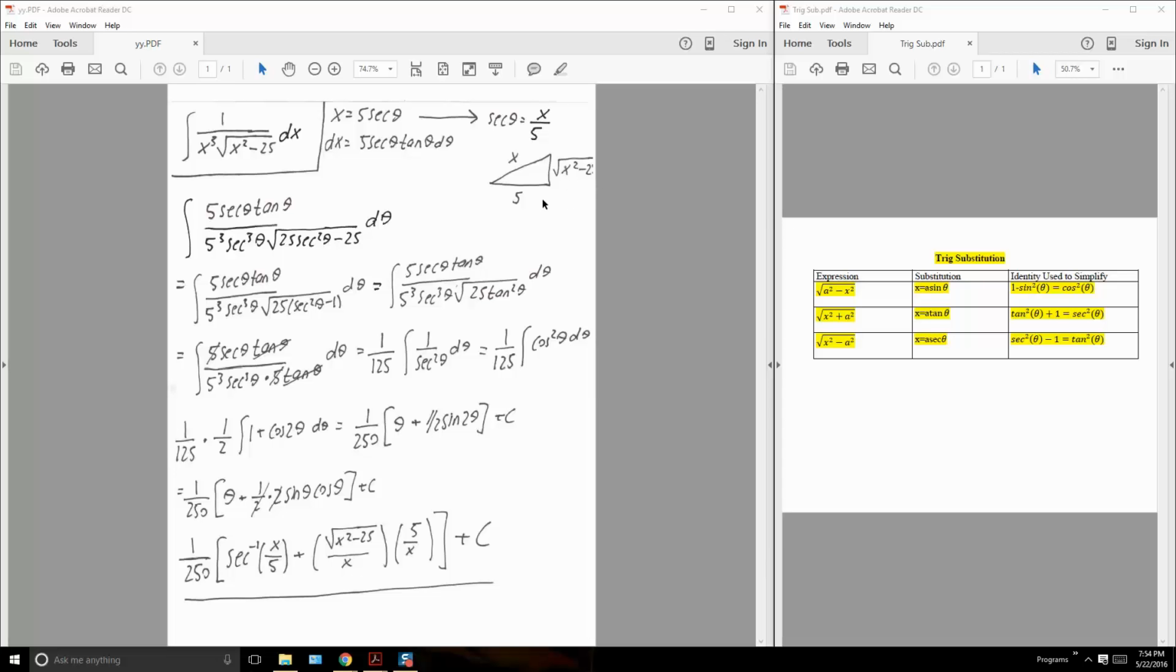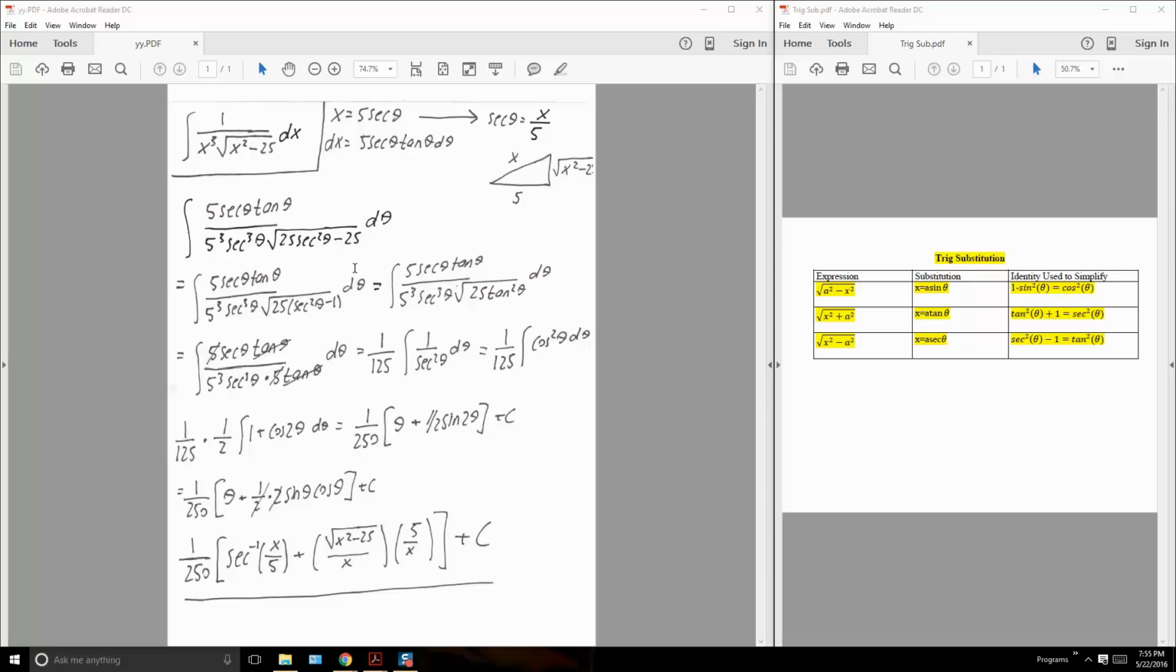Okay, so now what we're going to do is apply the substitution. We know we have dx equals 5 secant theta tan theta, so we can plug it in here. And x is going to be 5 secant theta, so it's going to be 5 cubed secant cubed theta. For the square root, we are applying 5 secant theta again, so we'll get the square root of 25 secant squared theta minus 25, d theta.